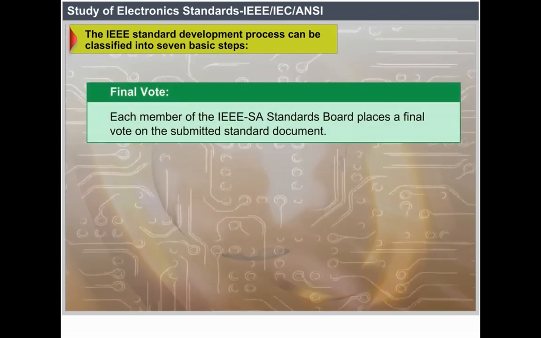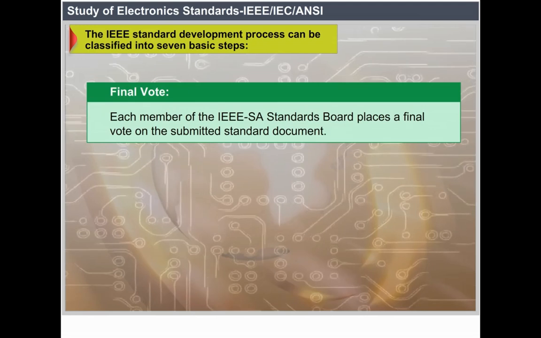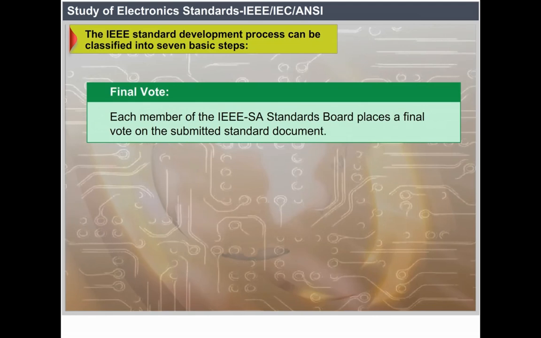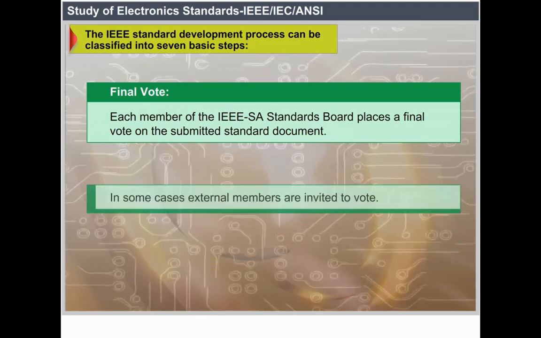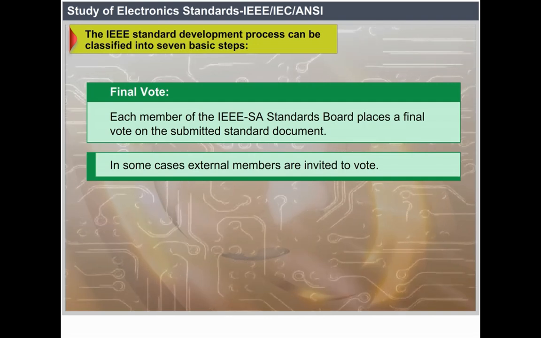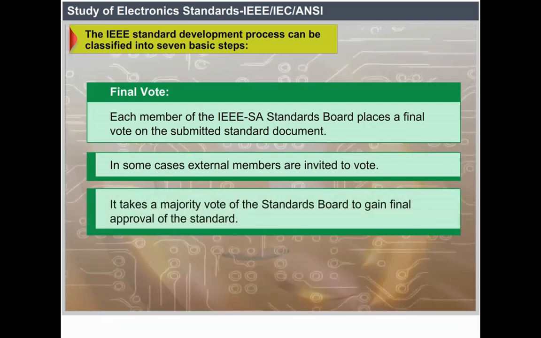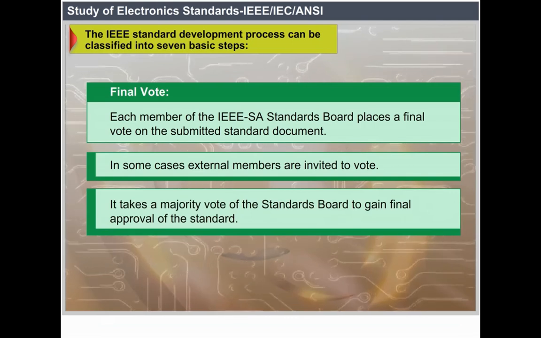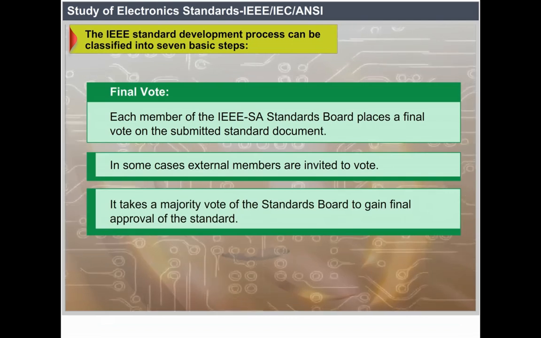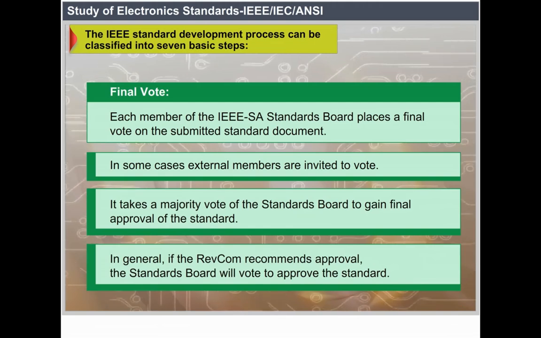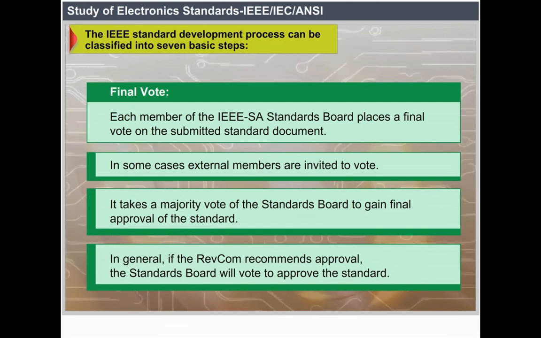Final vote. Each member of the IEEE SA Standards Board places a final vote on the submitted standard document. In some cases, external members are invited to vote. It takes a majority vote of the Standards Board to gain final approval of the standard. In general, if the RevCom recommends approval, the Standards Board will vote to approve the standard.